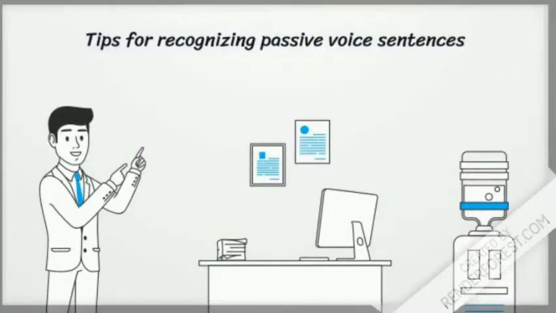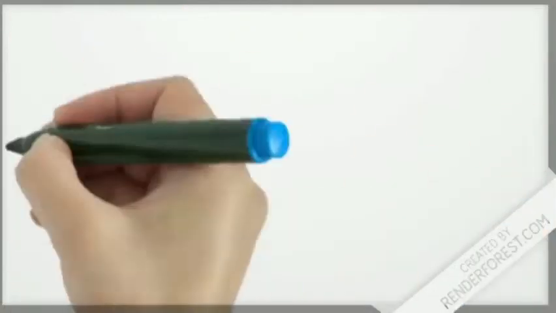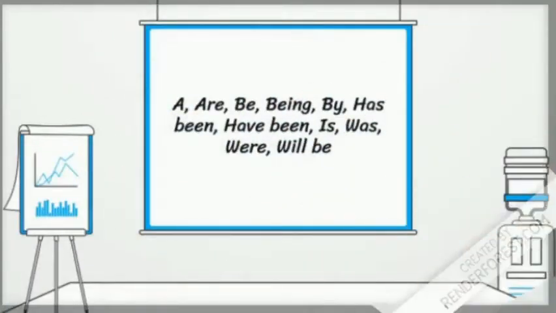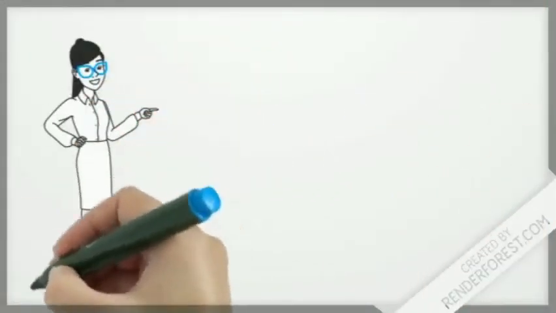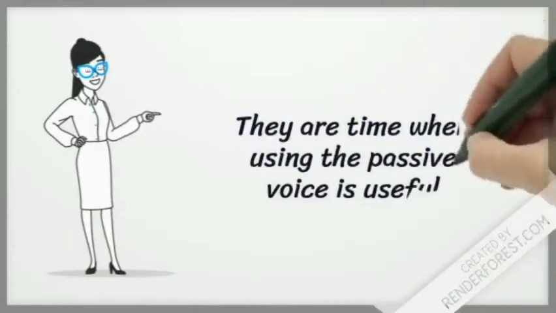Tips for recognizing passive voice sentences. Passive voice sentences often have little auxiliary words in the sentence, such as a, are, be, being, by, has been, have been, is, was, were, and will be. If you recognize any of those little words, you have a passive voice sentence.